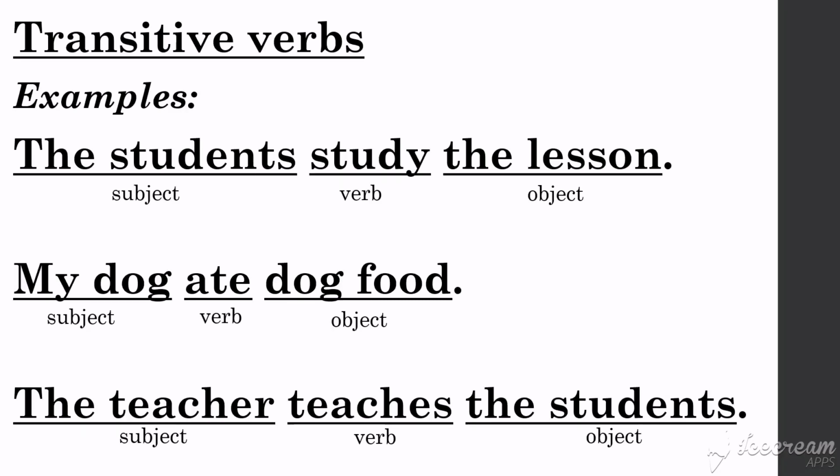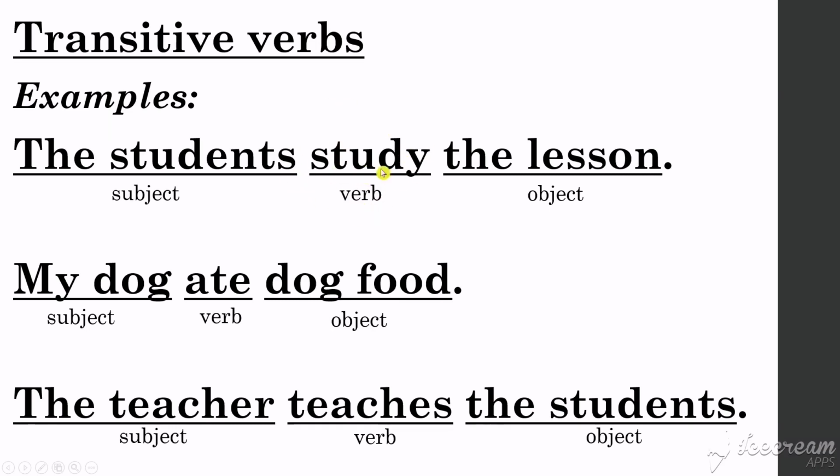Example number 1. The students study the lesson. You have here the subject, which is the students, the verb, which is study, and then the object, which is the lesson. Okay, so transitive verbs focus more on the action. In this first sentence, what is the verb here? The word study. This is the action word.